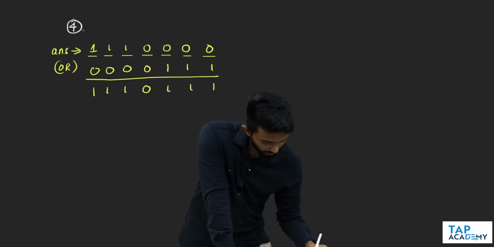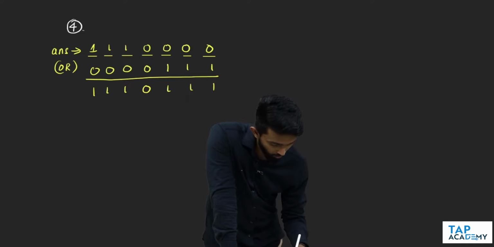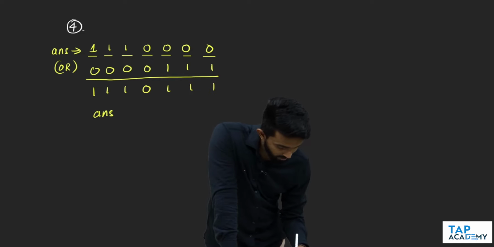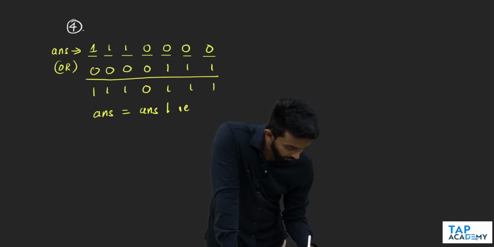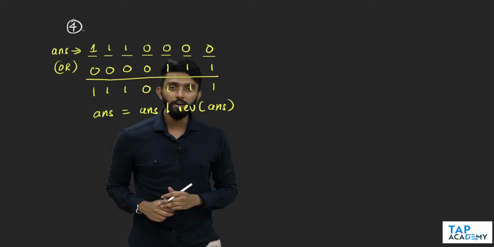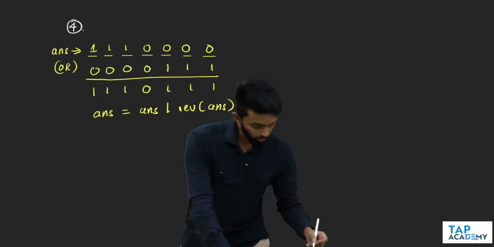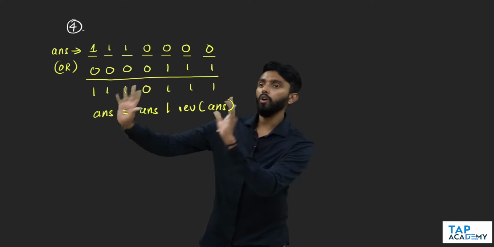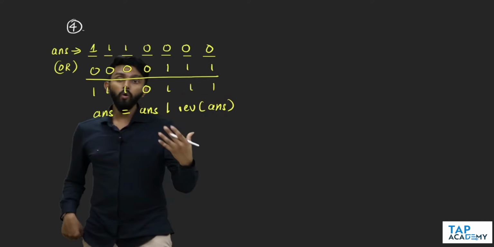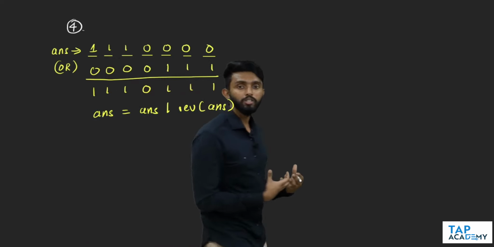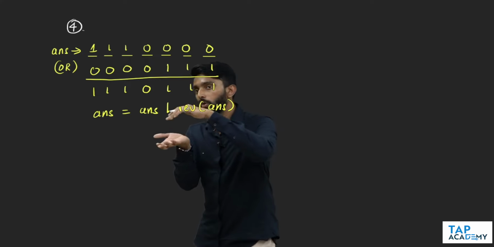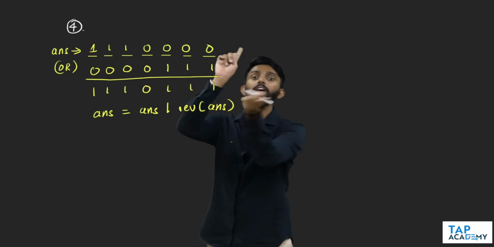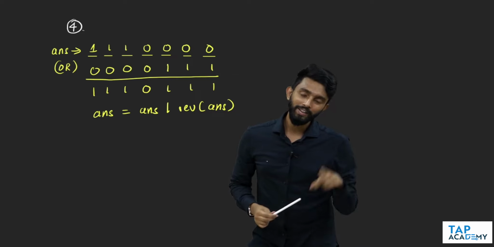This final step is nothing but, if I have to write it as code, I will tell my new answer is equal to my old answer OR with reverse of my answer. I need to reverse my previous answer. Would you agree with me? So that is my 4th and final step, which is doing this OR operation. But before we do OR operation, the larger question is, how are we going to take this and reverse it? How to do it? Let me show you.